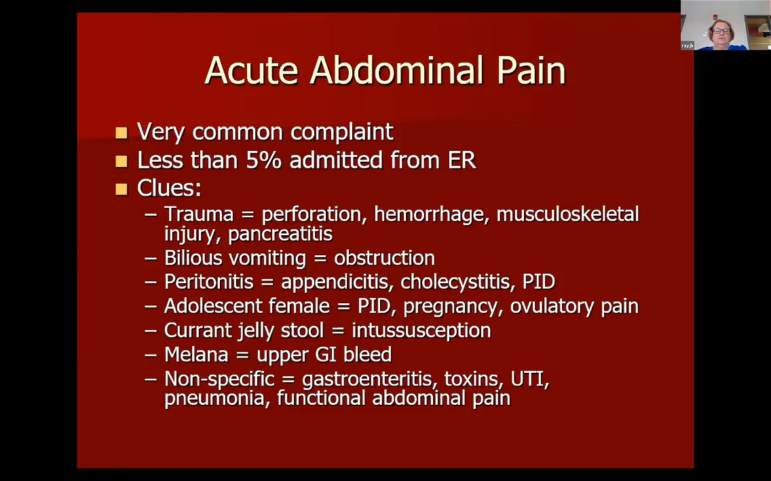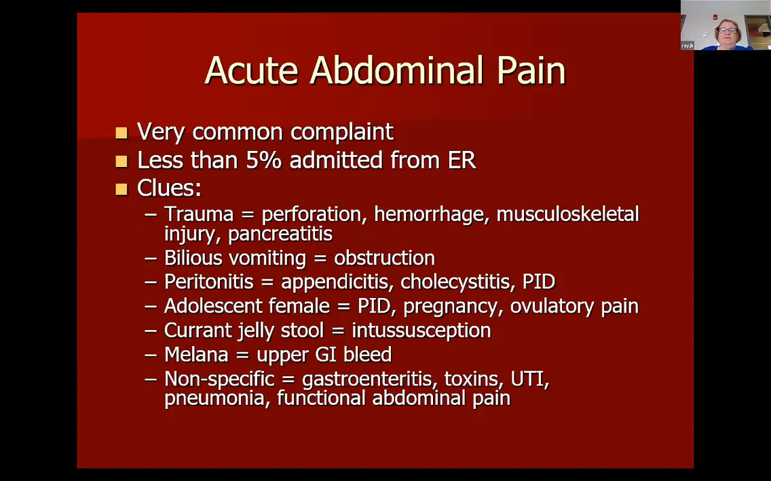Currant jelly stools. Somebody always asks what currant jelly looks like. Well, it looks like kind of strawberry jelly, but kind of a thin strawberry jelly, so to speak. And it's caused by intussusception, I have a slide about that in a few minutes too. Melena is an upper GI bleed. That just means the blood has gone all the way through, and it's more of a dark, brick color at that point.